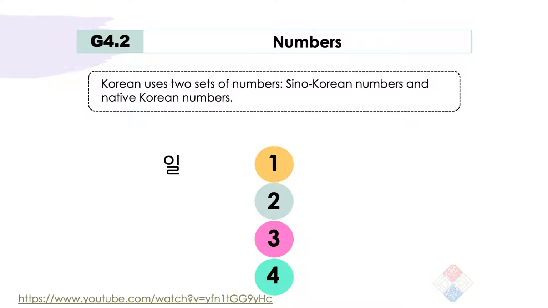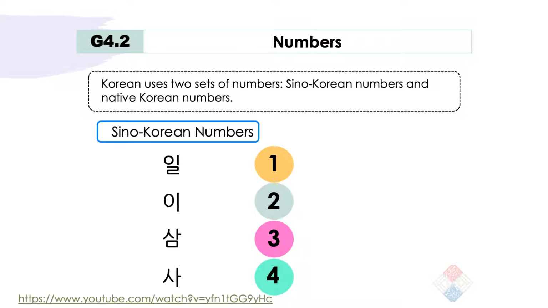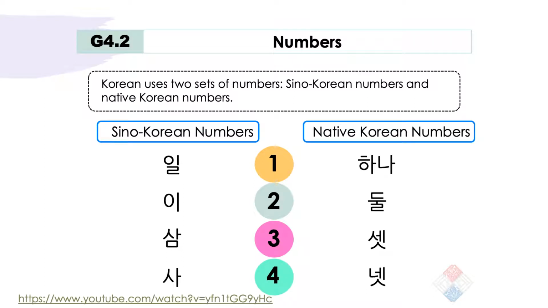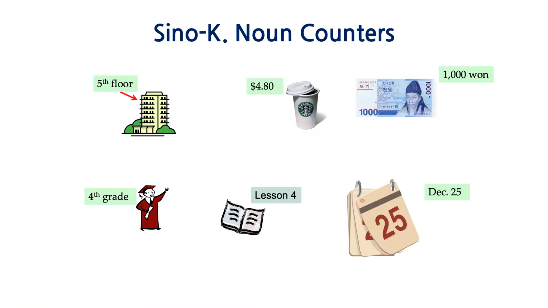So basically 1, 2, 3, 4 those were the Sino-Korean numbers in 하나, 둘, 셋, 넷, 다섯, 여섯, 일곱, 여덟, 아홉, 열. So those were the native Korean numbers, right? Those are combined with some counter nouns. So here I'm going to present some of the noun counters that are combined with Sino-Korean numbers. Some of them are already covered in the classes.